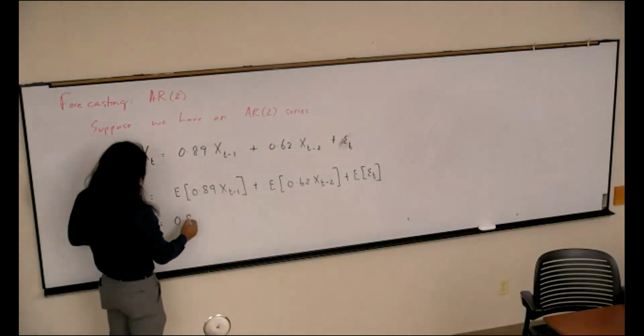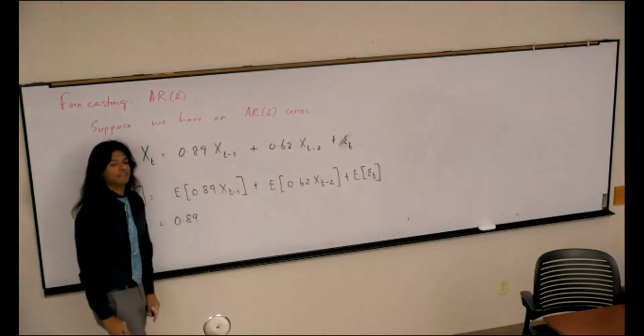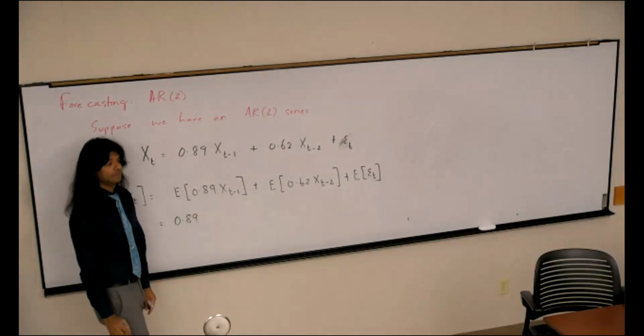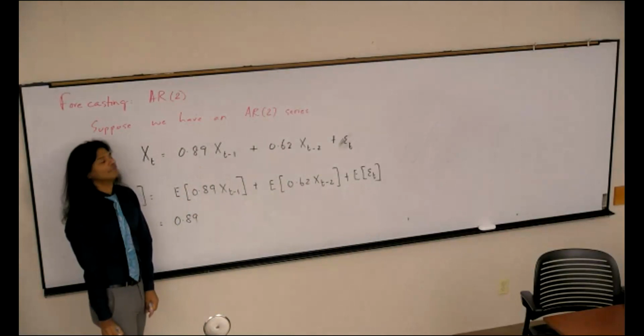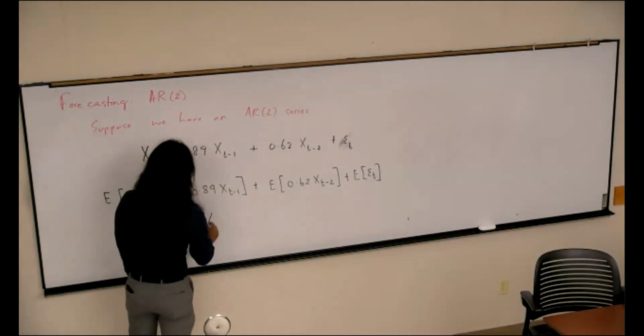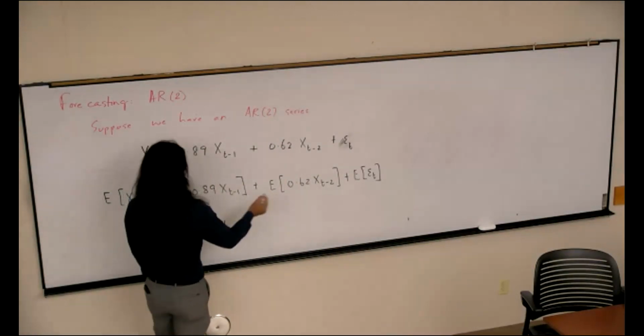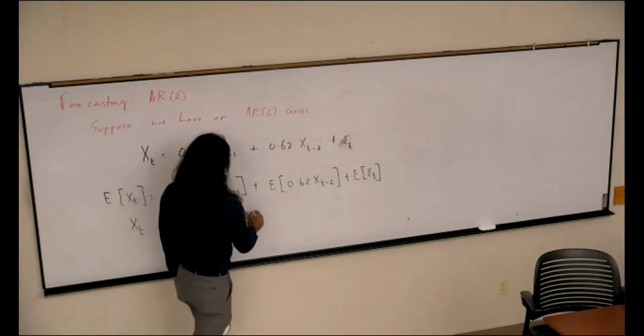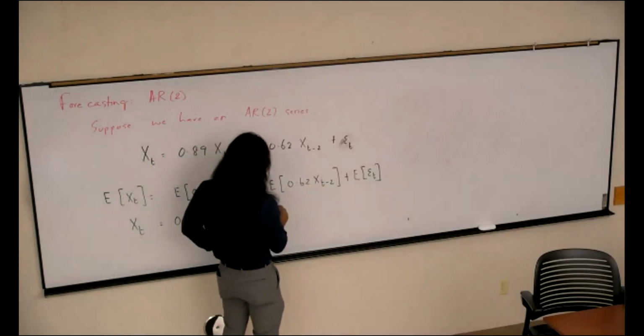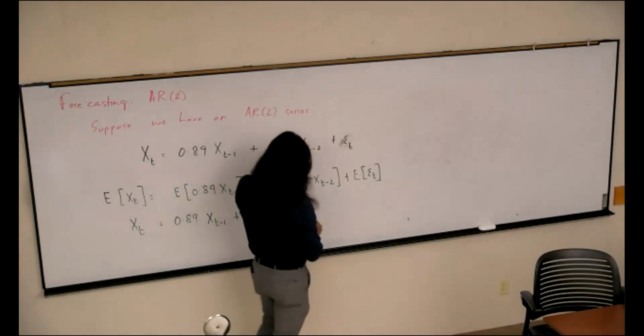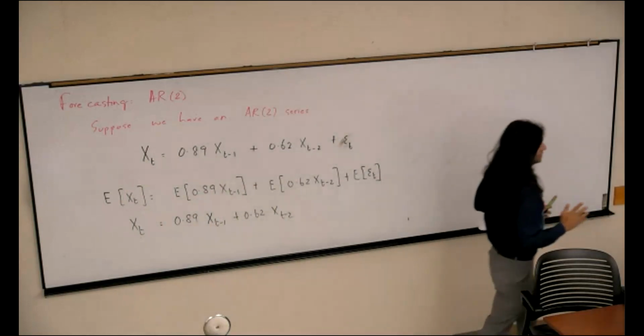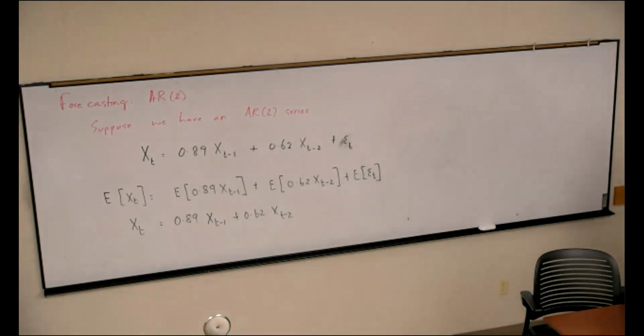0.89, you can pull that out. What is the expectation of XT minus 1? XT minus 1. 0.62. Expectation of XT minus 2 would be XT minus 2. And lastly, expectation of epsilon t, theoretically speaking, is 0.